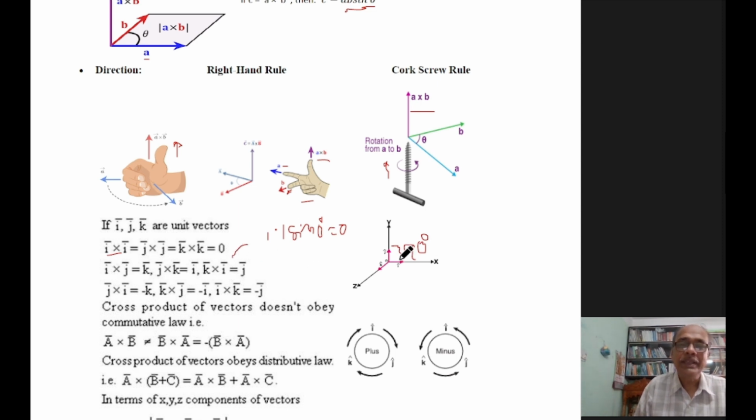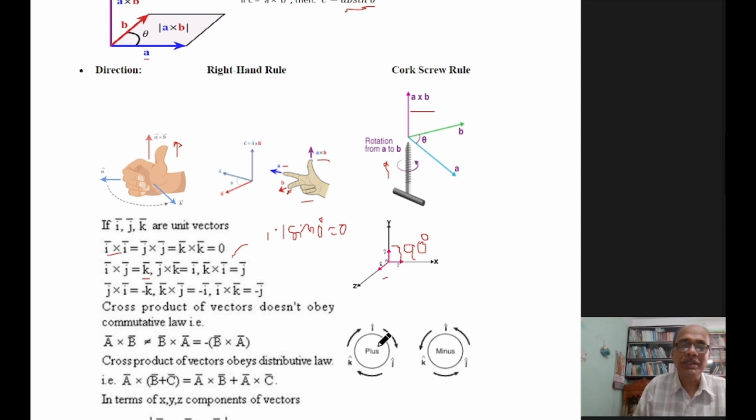But i cross j, the angle is 90 degrees, so the magnitude should be 1, and obviously it should have a direction. In which direction? You see, the perpendicular to i and j is k. So the direction of i cross j will be k. But j cross i is in the opposite direction, so here it will be minus k.